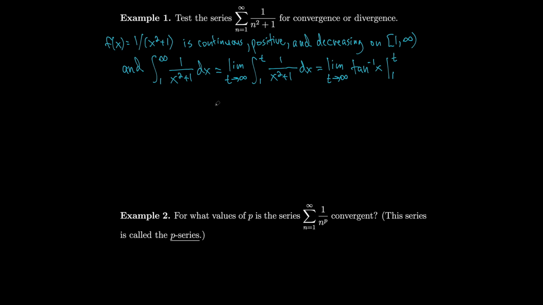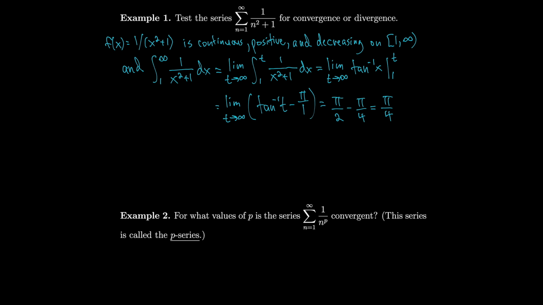So that means that we're taking the limit of tan inverse of t minus tan inverse of 1, which is pi over 4. Okay, so remember, as t goes to infinity for tan inverse of t, we hit an asymptote at pi over 2. So this limit is pi over 2 minus pi over 4, which is pi over 4.